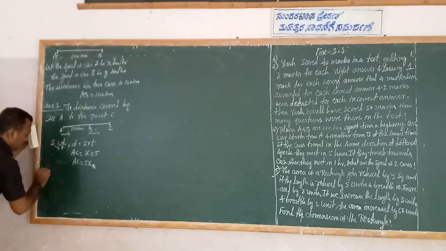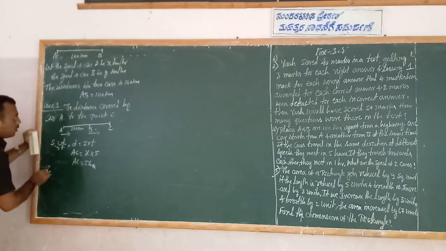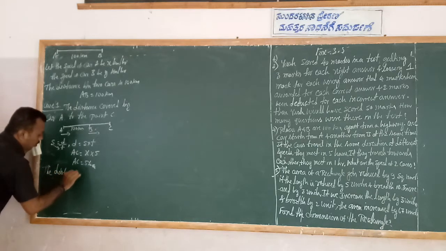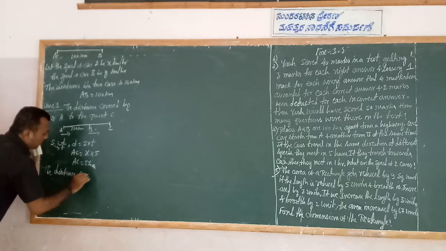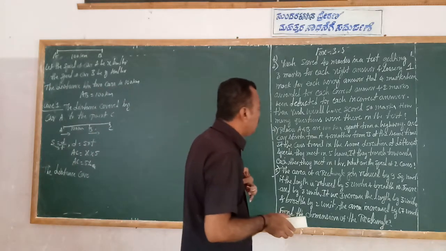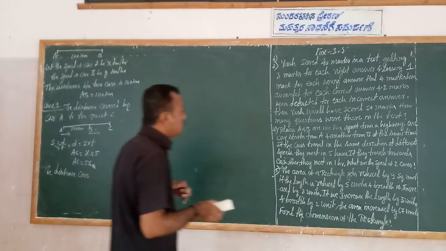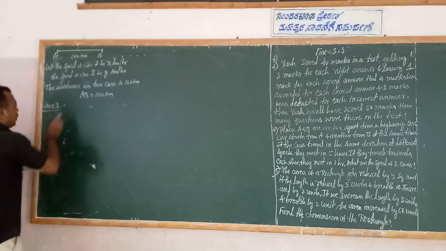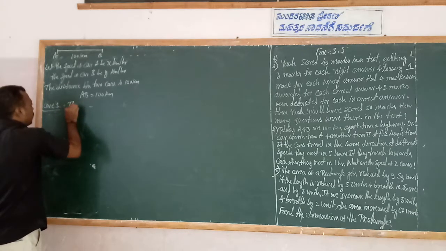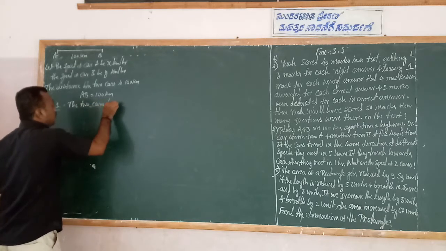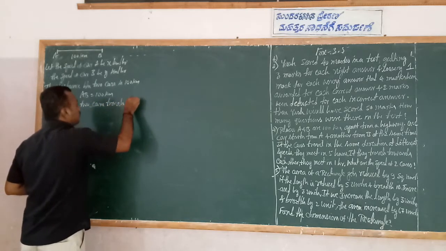Then the distance covered by car B. See, case 1. What is case 1? The two cars travel in the same directions. I will write here. Sorry, I will write it once more. See, case 1. The two cars travel in the same directions.